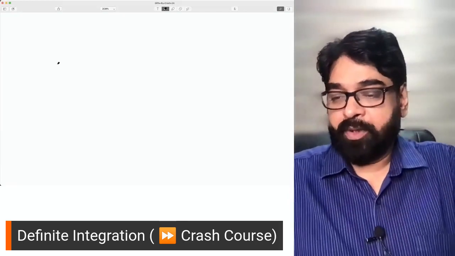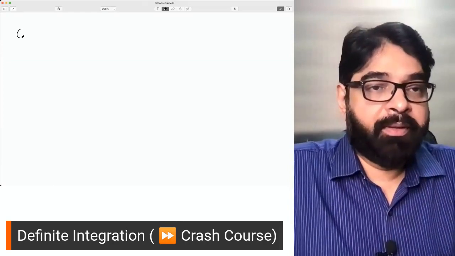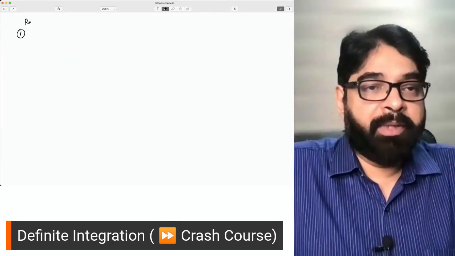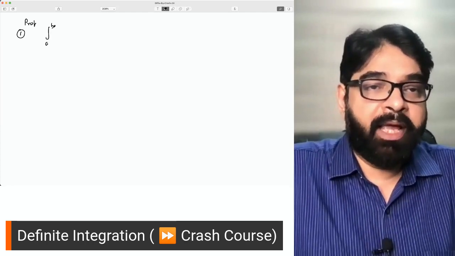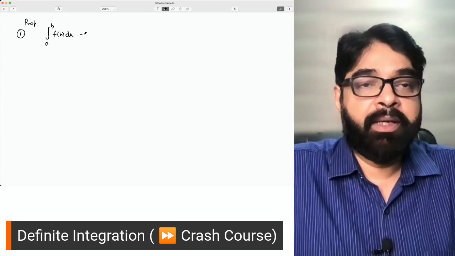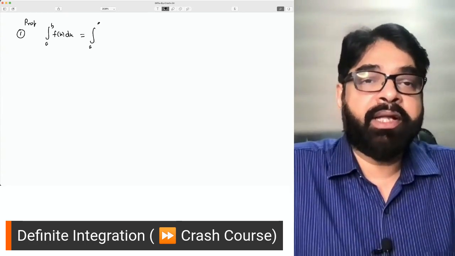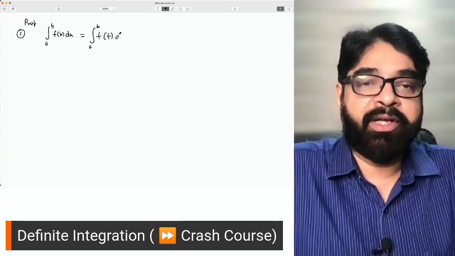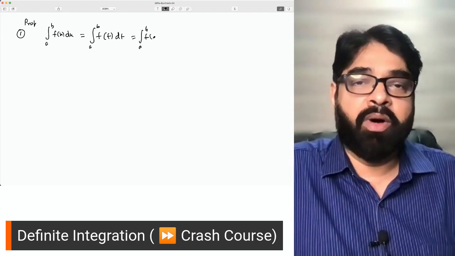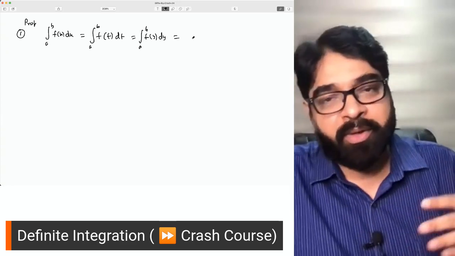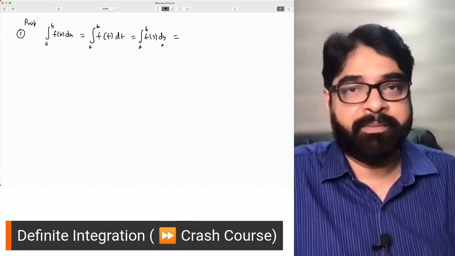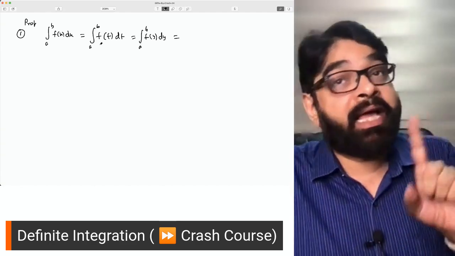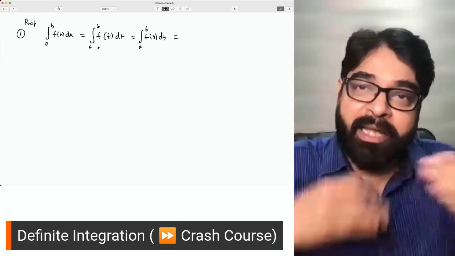First property, the most important property. You can give the heading property, and these are the properties you have to remember. A to B, fx dx. At any moment you can write A to B, ft dt, or A to B, fy dy. Whatever you want, it doesn't matter. You can write any variable name. It does not indicate x equal to t. Be clear. Variable name can be changed.